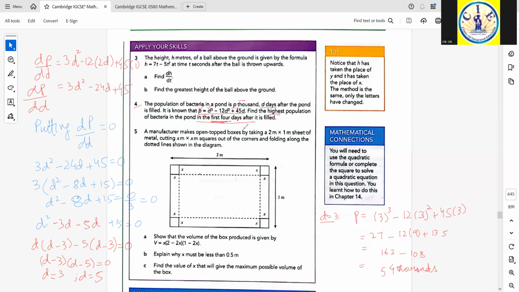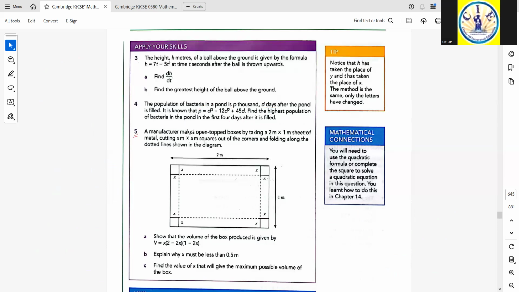Okay, now it is question number 5. A manufacturer makes open topped boxes by taking a 2 meter by 1 meter sheet of metal, cutting x meter by x meter squares out of the corners and folding along the dotted lines shown in the diagram. Show that the volume of the box produced is given by V equals x times 2 minus 2x times 1 minus 2x.